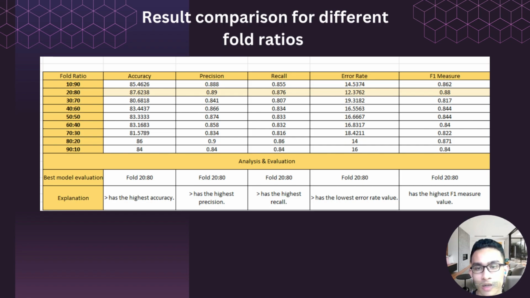In this table, we highlighted the fold ratio 20 to 80, and we analyzed it as the best model evaluation among the rest. As stated in the explanation, fold 20 to 80 has the highest accuracy, the highest precision value, the highest recall value, the lowest error rate value, and the highest F1 measure value. Next, we will explain in depth why the fold ratio 20 to 80 was the best model evaluation.